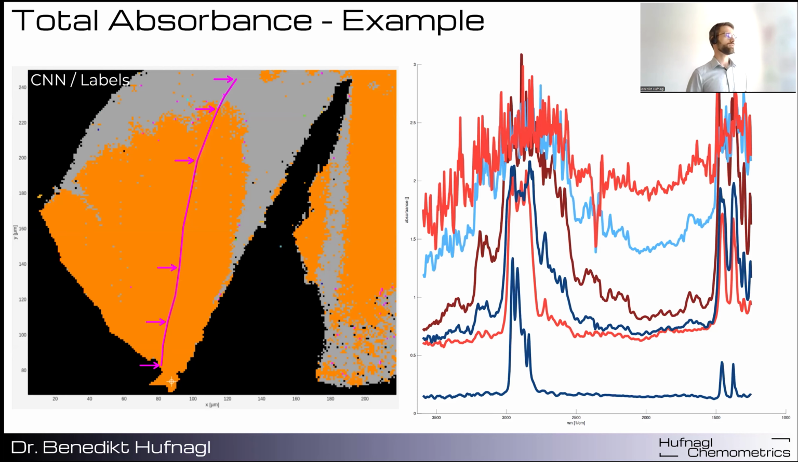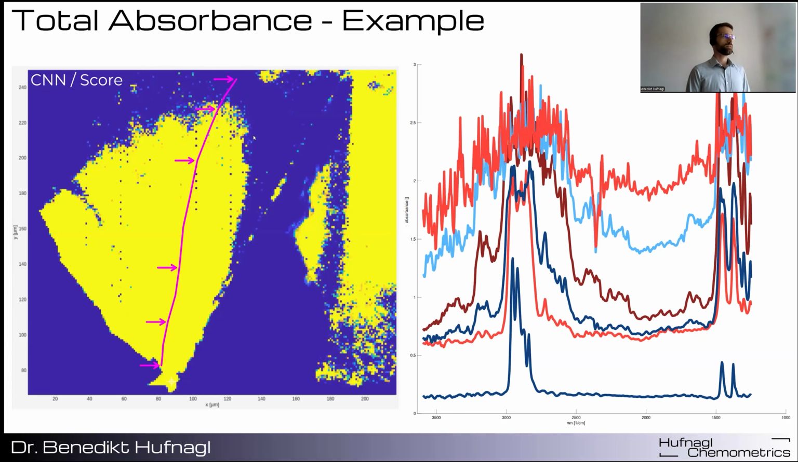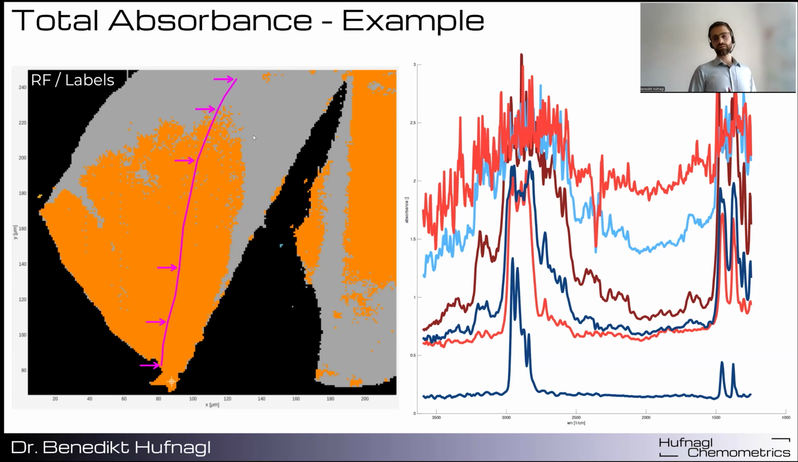So here you can see a result from a convolutional neural network, and you can see up to this spectrum. So this is the one in blue. The model is still able to recognize this as polypropylene. Then the color turns gray, because this reflects the class other, which is unknown. And if we compare this with other kinds of machine learning models, even though they are trained with the same kind of data, they behave differently.